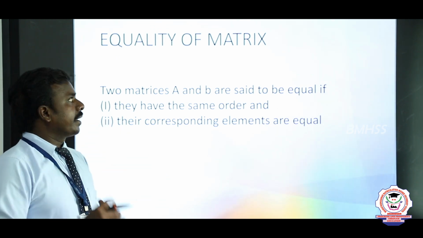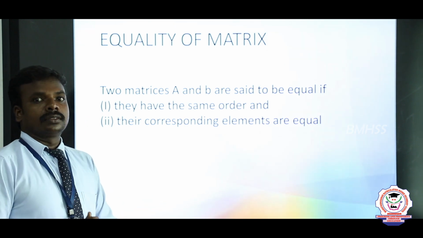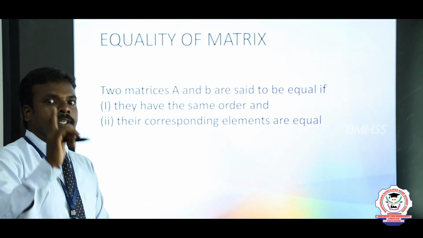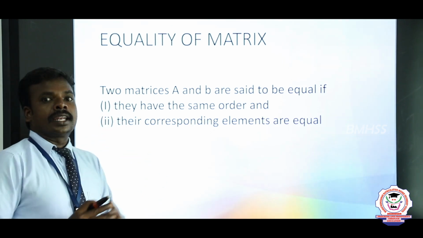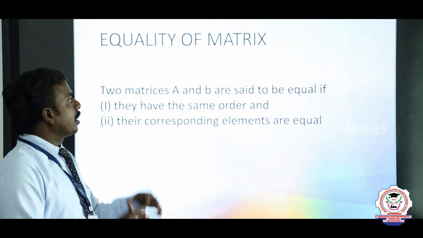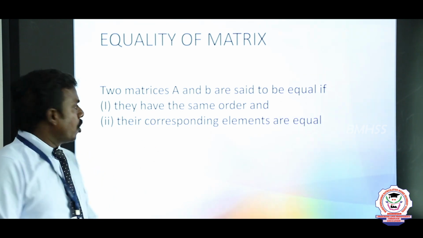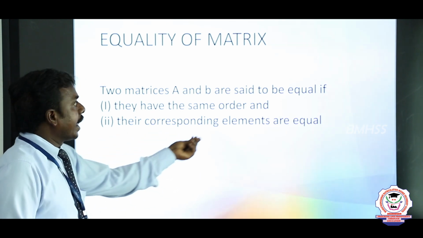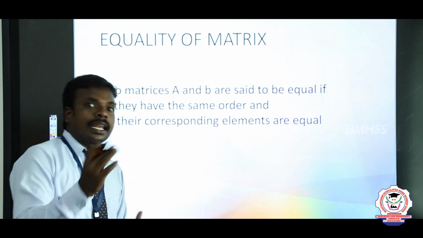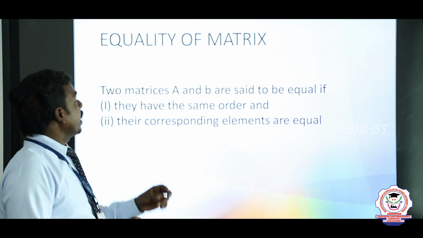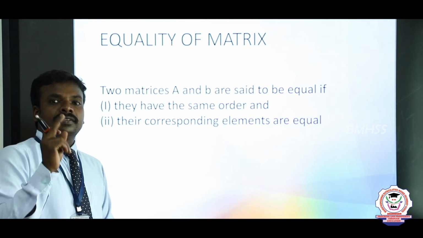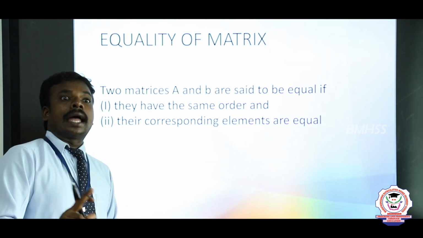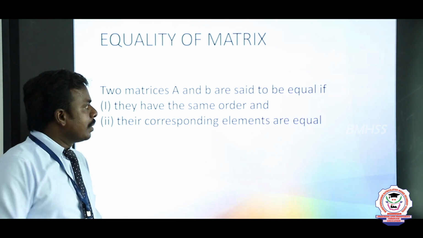Two matrices A and B are said to be equal if they satisfy two conditions. First one is they have the same order. Both the A and B matrix should have the same order and their corresponding elements are equal. If you say equal matrix or equality of matrix, there are two conditions: equal order and the corresponding elements are the same.